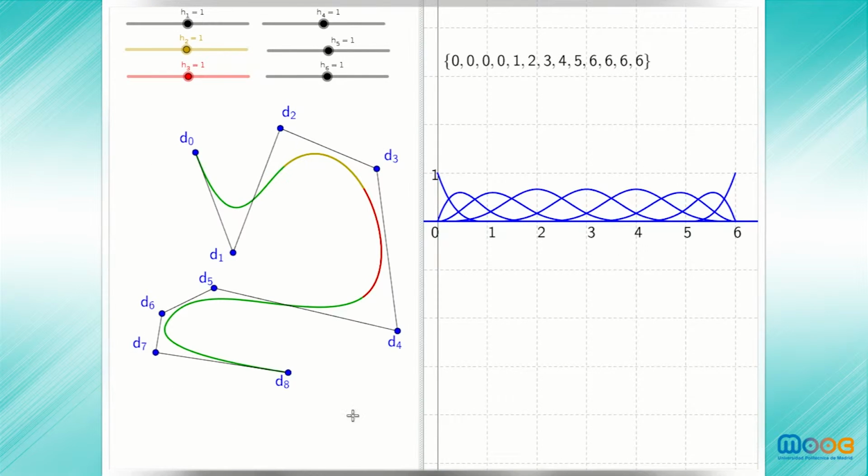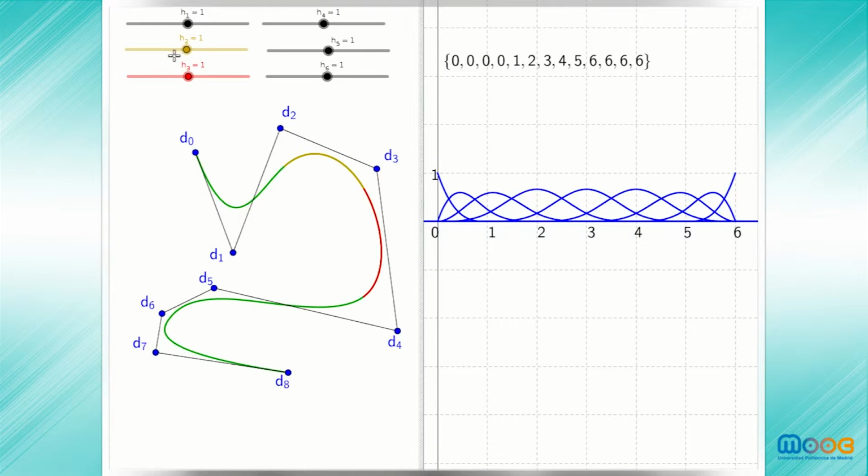On the screen we see a B-spline curve composed of 6 cubic Bezier pieces. Each of them is traversed in 1 unit of time, so all these intervals have length 1, and the knot vector is a uniform knot vector. Here we have the basis functions that correspond to that B-spline curve.